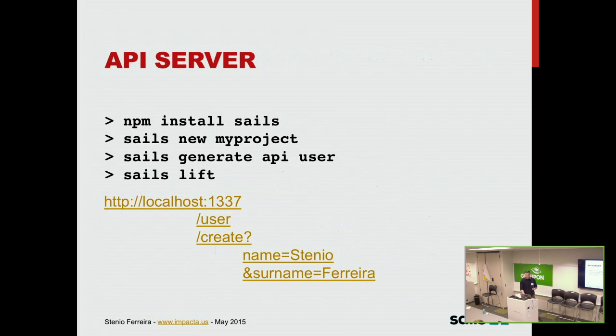In order to use Sails that way, it's very easy. You just need 4 commands, in your Unix terminal or any other computer, and you run these commands and you have your Sails server. The most important one is sails generate api user. When you run this one, Sails is going to create your model, your controller, routes to access this, and a local database.